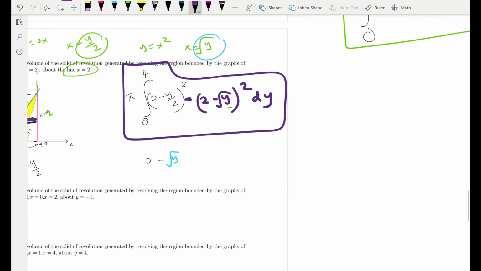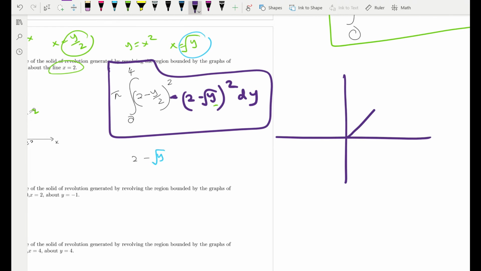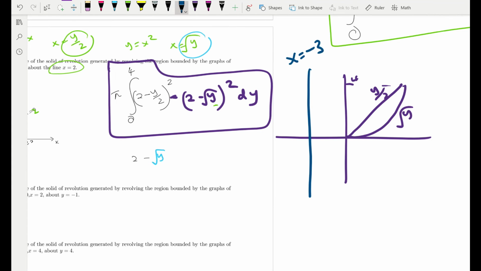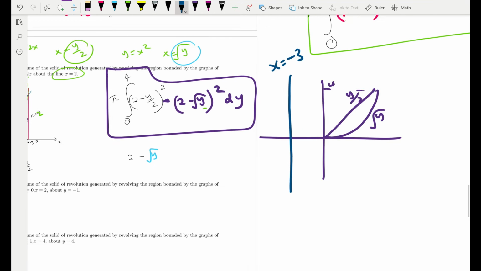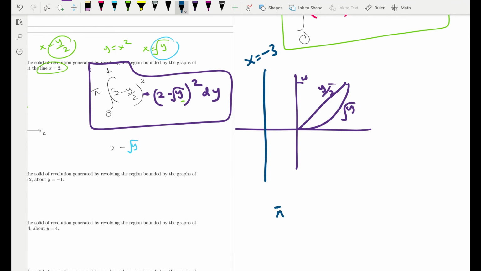Okay, so let's take the same problem. This is 2x, this is x squared, or now we can say this is square root y, this is y over 2, and this is 4. Now let's rotate this around the vertical line x is equal to negative 3. Let's set up the integral. So it's pi, and the rotating axis is vertical, so you're setting up the integral with respect to y. The y values are going from 0 to 4, dy.